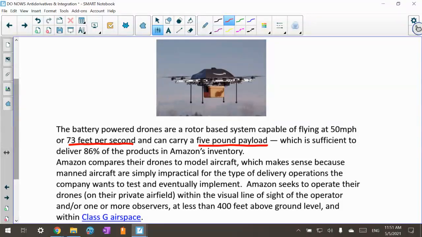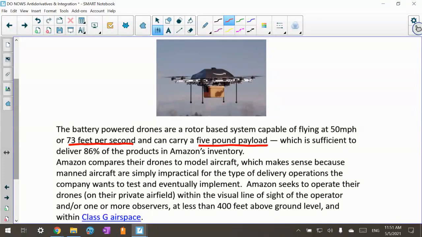Amazon compares their drones to model aircraft, which makes sense because manned aircraft are simply impractical for the type of delivery operations the company wants to test and eventually implement. Amazon seeks to operate their drones on their private airfield within the visual line of sight of the operator and/or one or more observers, at least 400 feet above the ground level and within Class G airspace.